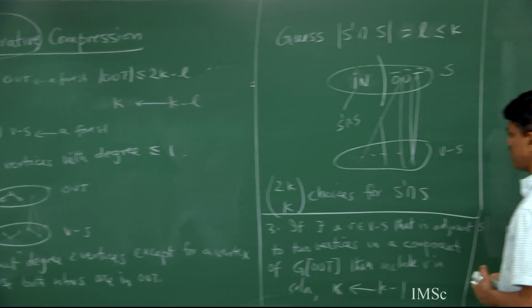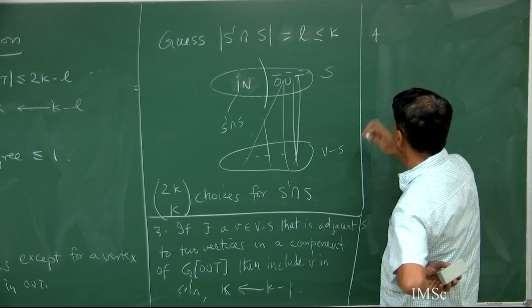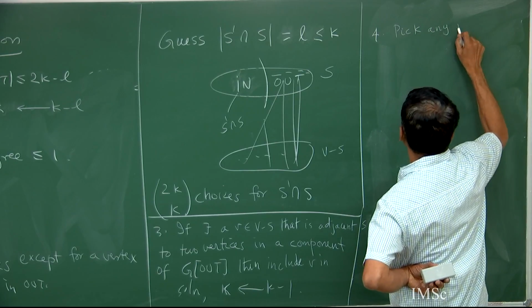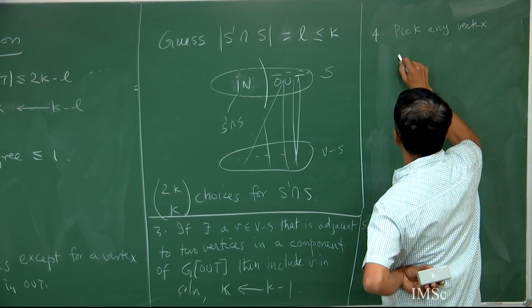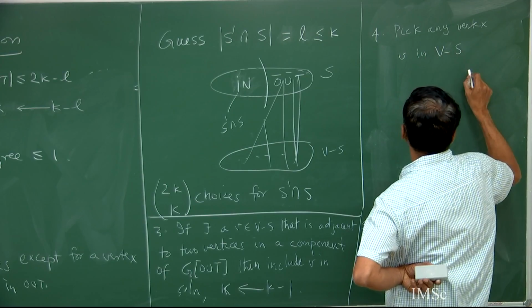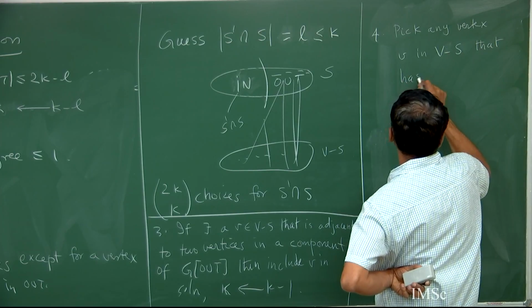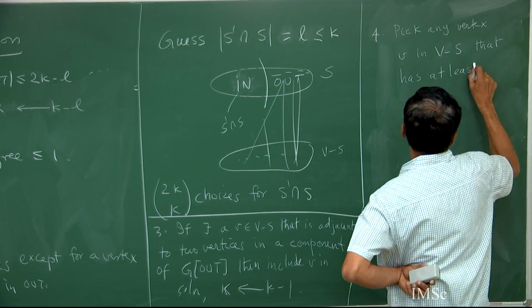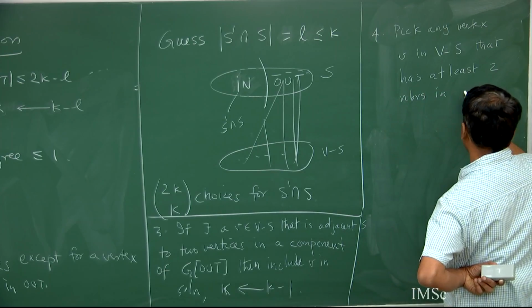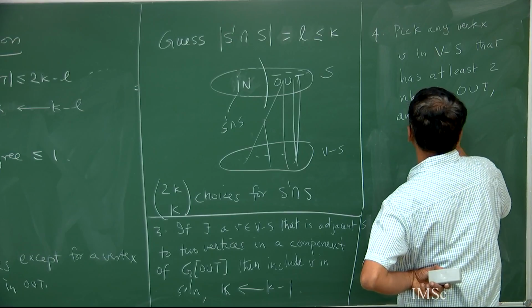Okay, so now what I will do is the following step 4. Pick any vertex V in V minus S that has at least 2 neighbors in the set out and branch.